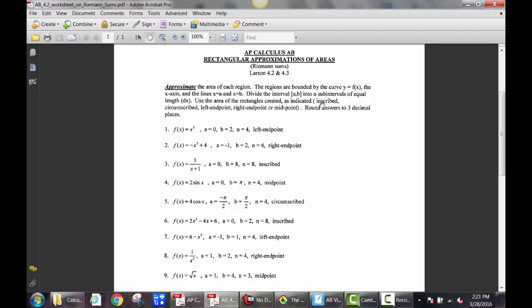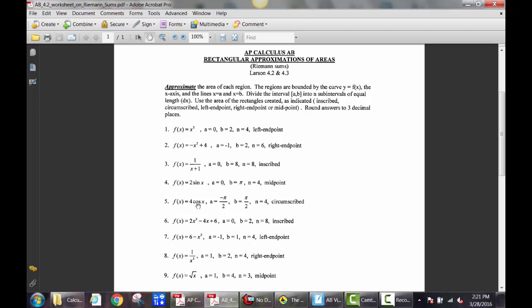Now the 5 choices are either inscribed, circumscribed, left endpoint, right endpoint, or midpoint, and they have to tell you which one you're using. And round your answers to 3 decimal places. Okay, so each one of them will tell you what kinds of rectangles you're using. So we're looking at number 5.